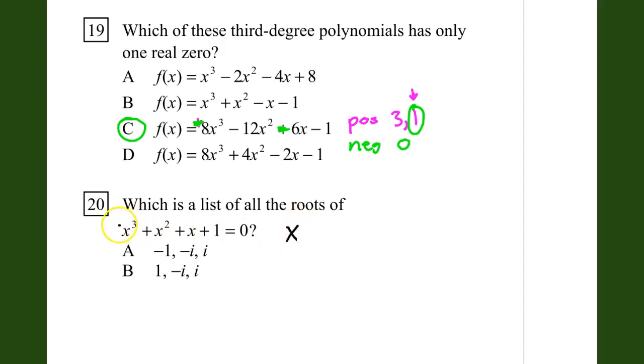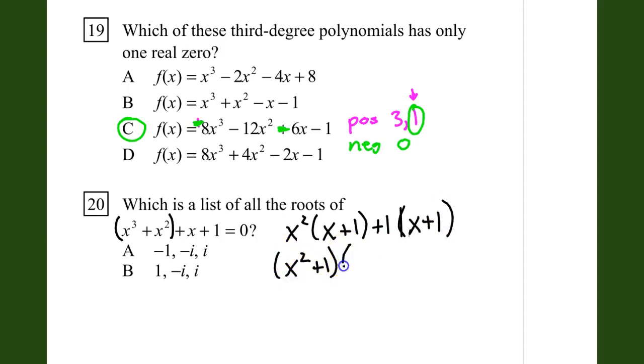So let's factor those first two, take out an x squared, we'll have x plus 1, and then factor just a 1 from the second two terms. That'd be x plus 1 as well, right? So we have x squared plus 1, and then x plus 1.